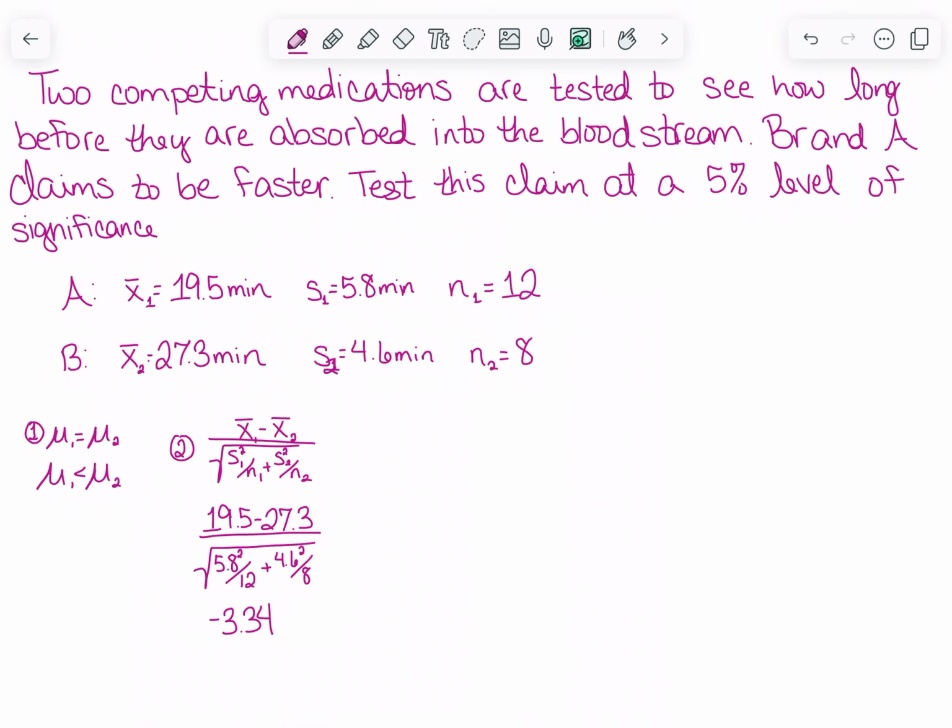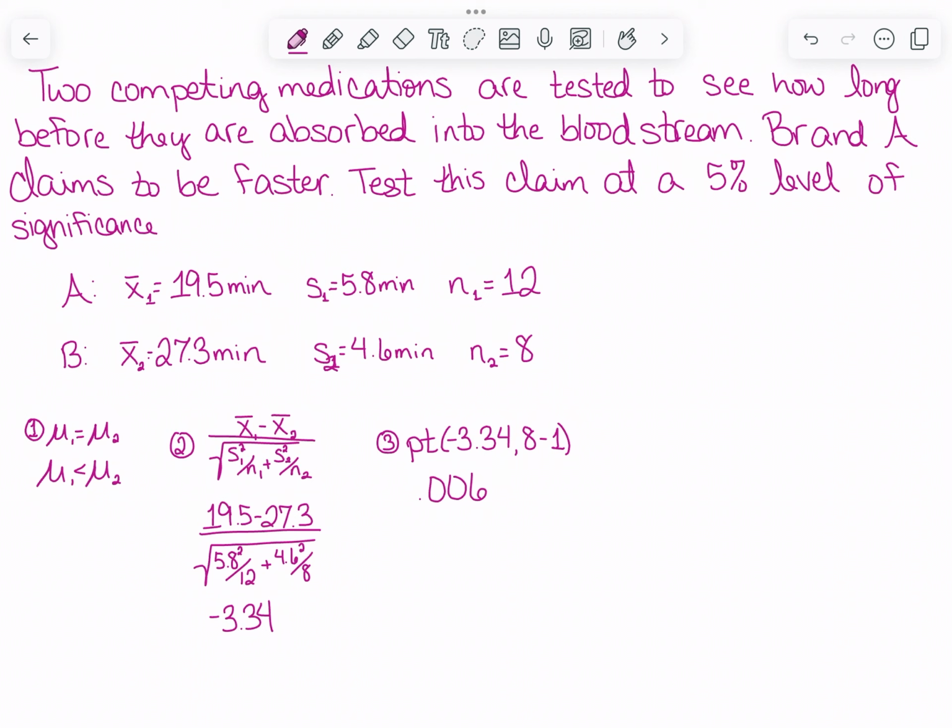Next, we need to do our p-value. Since this is a less than test, we'll use the pt command of negative 3.34, and then we use the smaller of our two sample sizes, so 8 minus 1. Plugging this into R gives us a value of 0.006.